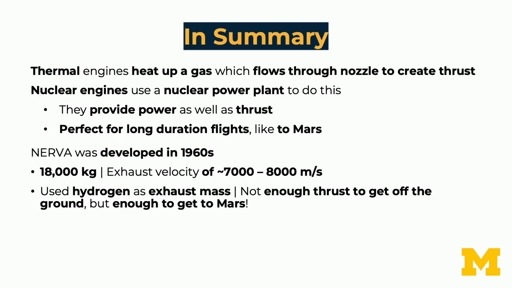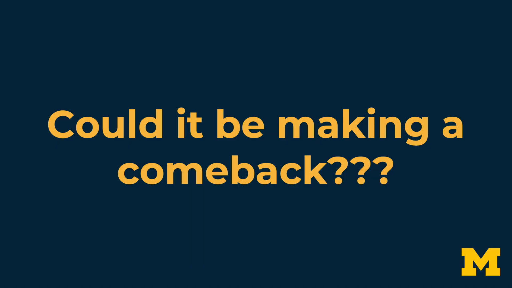It doesn't have enough thrust to actually get us off the ground, but it has enough thrust to get us to the moon once we're in orbit and to Mars once we're in orbit. And Nerva itself was canceled in 1973, but it could be making a comeback.